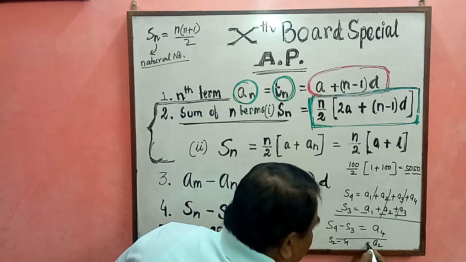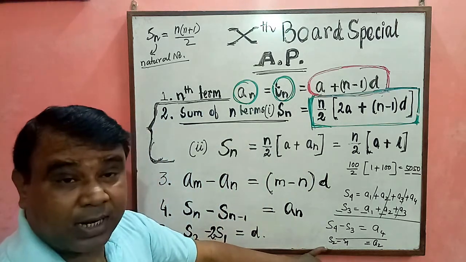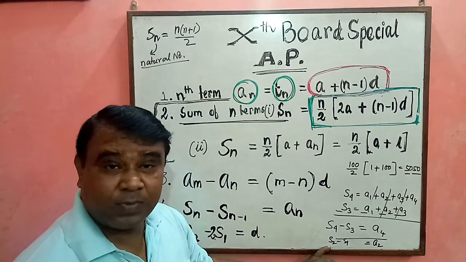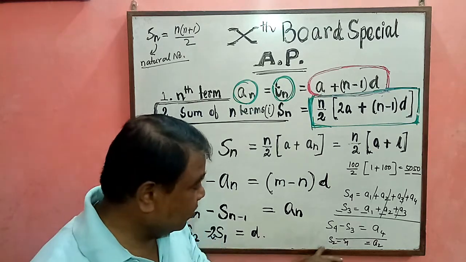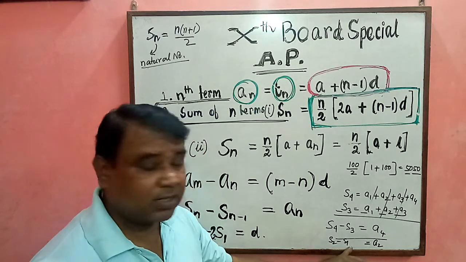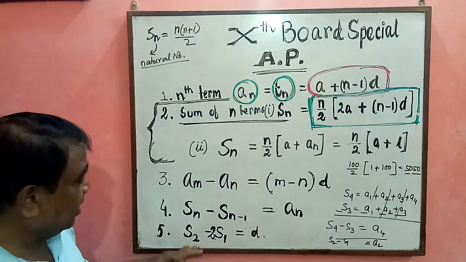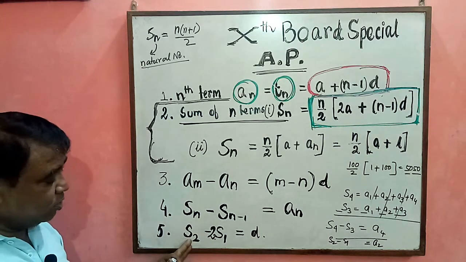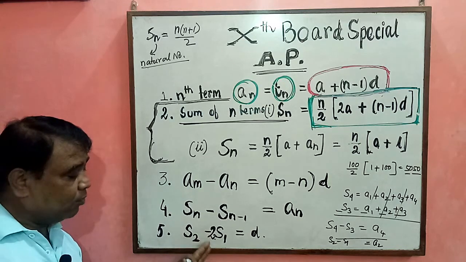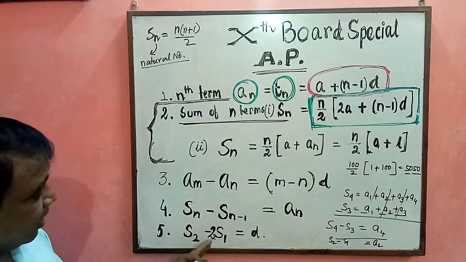That means this is the second term, and Sn will be given. If we put 2 instead of n, this is S2 representing sum of 2 terms, S1 sum of 1 term. So if I subtract sum of 2 terms minus sum of 1 term, it will give you the second term. Here we can directly find d. If S2 is known, sum of 2 terms minus 2 times sum of 1 term, this is the first term. S2 minus 2 S1 will be the d.